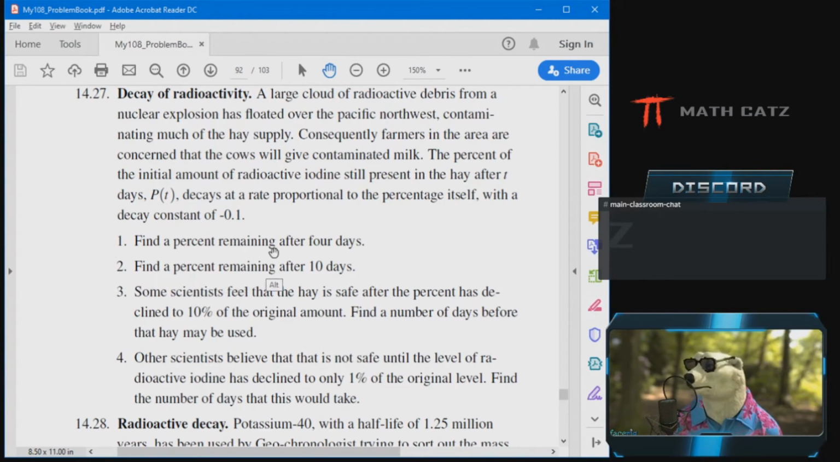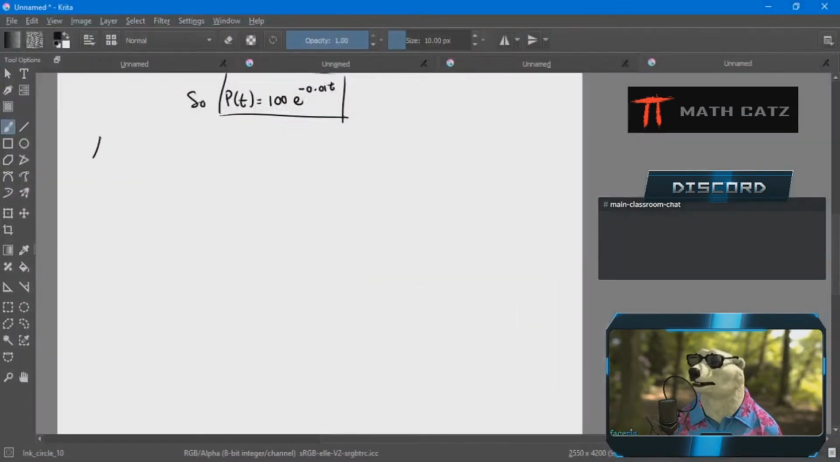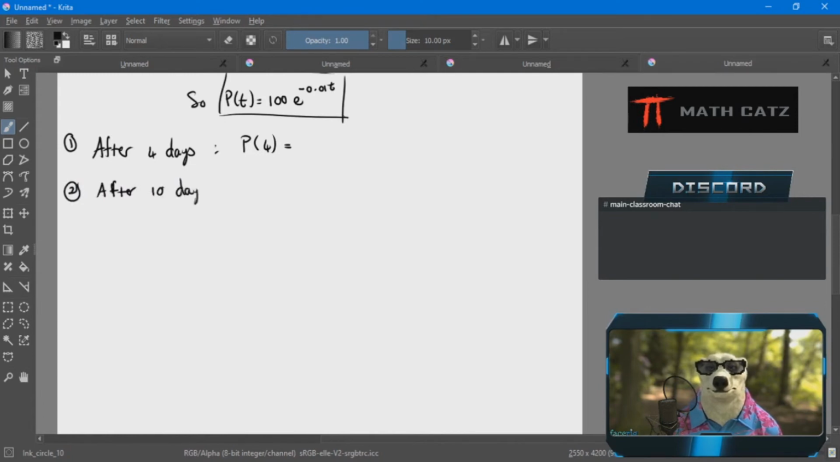Questions 1 and 2 are very much the same question. Find the percent remaining after 4 days and 10 days. So let's say for 1, after 4 days, we have P of 4. I plug it in, I get a number. The 10-day one is exactly the same, except I plug in 10. So let's do that. Do not skip anything.